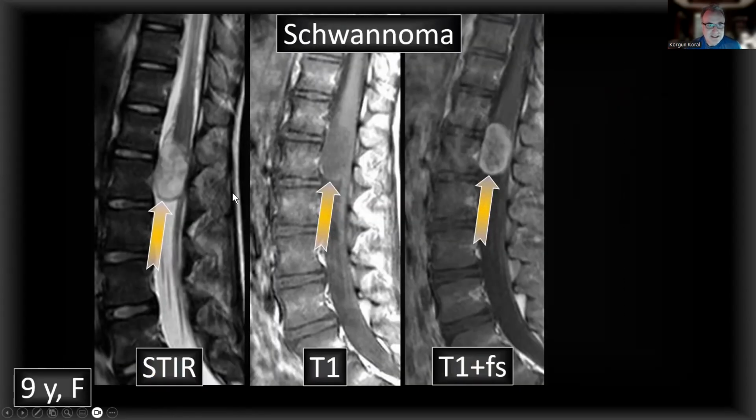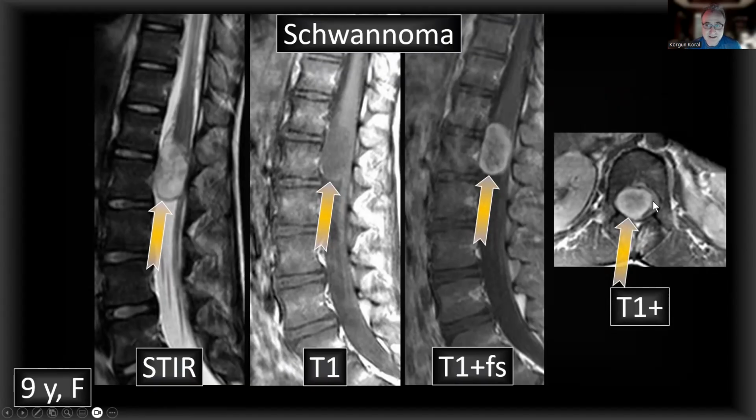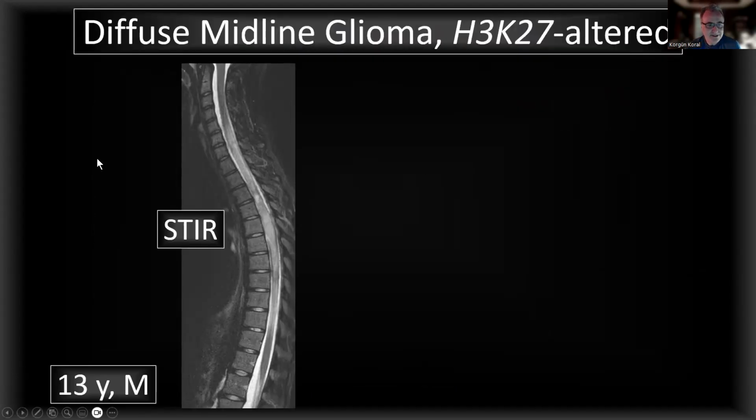And schwannomas, obviously, they don't arise from the conus medullaris, but they may be difficult to distinguish if they are arising from the cauda equina close to the conus medullaris. So they enhance intensely, and they displace the conus medullaris and cauda equina to one side if they are high enough, like this one.